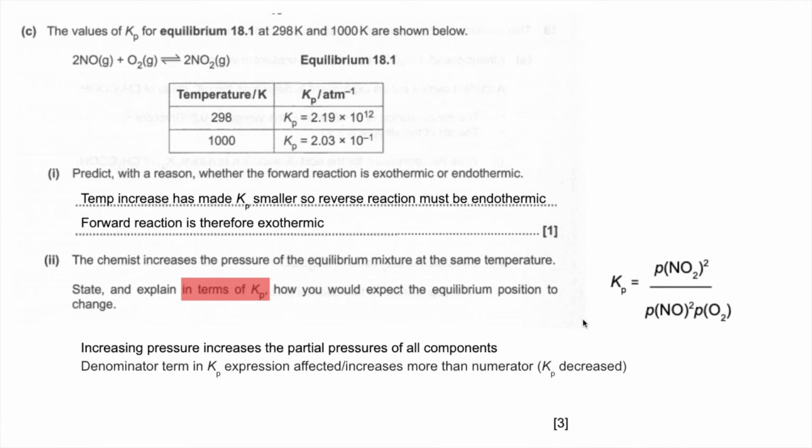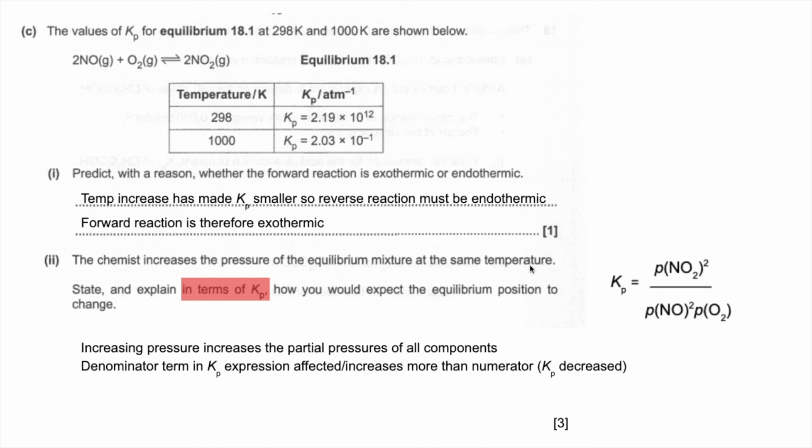But because essentially you've got squared on the top, but cubed on the bottom, the denominator term is going to be affected more. So this is going to increase more than this is going to increase. And the knock-on effect of that is it's going to decrease Kp.